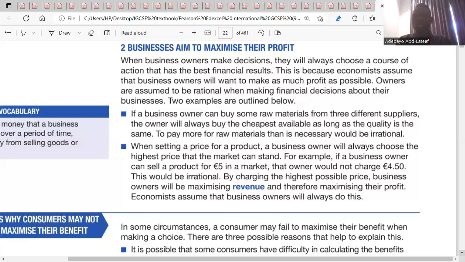So for example, if a business owner can sell a product for €5 in the market, that owner would not charge 4.5. This would be irrational. By charging the highest possible price, business owners will maximize revenue and therefore maximize their profits. Economists assume that business owners will always do this. So the difference between consumers and producers is this. For consumers, they want to maximize benefit, they want the highest quality possible, and they want the cheapest price. For producers, they want the cheapest raw material, and they want the highest of all prices so that they can maximize profit. I think the difference between a rational consumer and a rational business owner is clear.